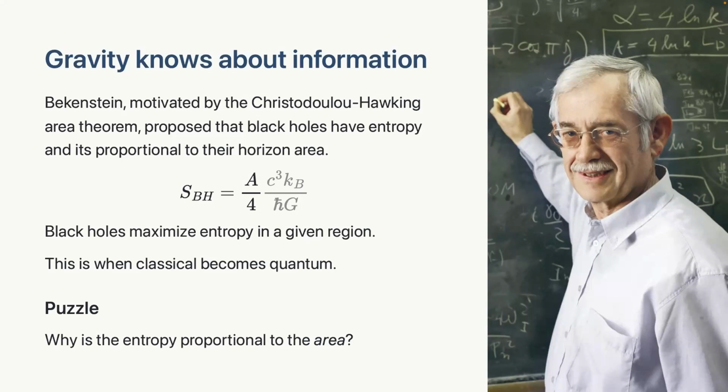But I want to say one more thing about this. So this black hole, this is a huge amount of entropy, right? This is c to the cube. It's a very large number. h bar is a very small number. So this is a huge amount of entropy.